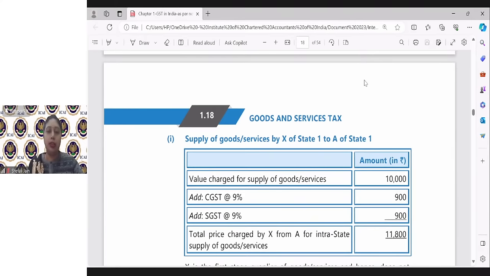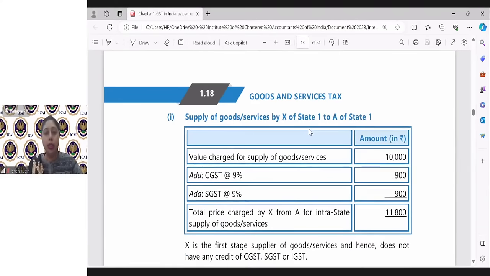So let us see how this seamless flow of credit works when an interstate transaction is there. Here you will understand how the amount of tax flows from one state to another state, how it goes to center and after center it goes to state. You have to remember that particular concept, that IGST means center, SGST means state, that you have to remember.